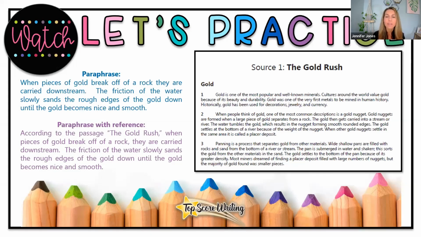In the text, they say the water tumbles the gold. Now, in my paraphrasing, I said the friction of the water. Those mean the same thing, but they are stated in a different way. In the text, they talk about how the nugget is formed into smooth, round edges. In my paraphrasing, I talk about how the rough edges of the gold are slowly worn away until it becomes nice and smooth. So again, I'm using some of my own language to restate what the paragraph was mostly about.